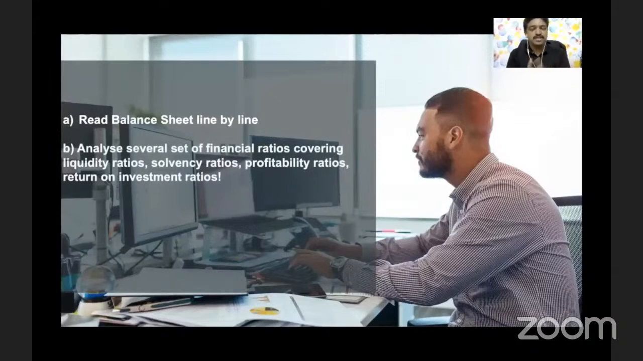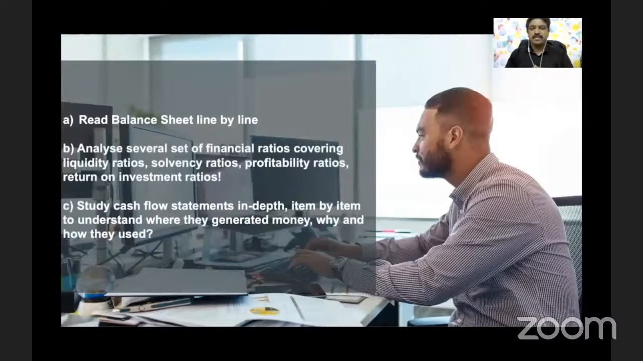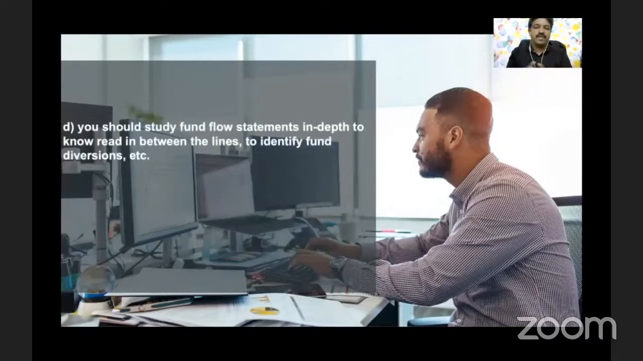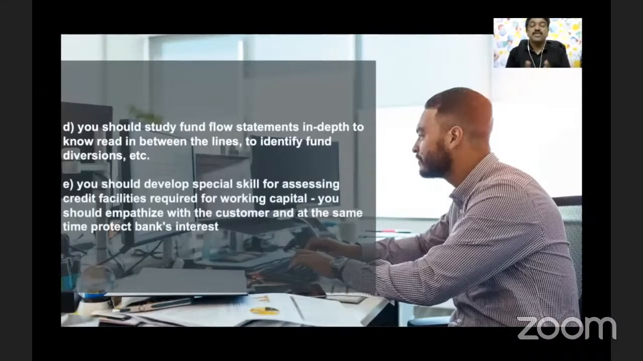There will be liquidity, solvency, profitability, return on investment ratios, various sets of ratios. Then you have to study the cash flow statements in depth. You have to focus on item by item. You should see where they generated money, where they have used it, how they have used it. Then you should also study their fund flow statement in depth, and read between the lines, to identify whether any fund diversion has taken place. Then you should develop special skill for assessing the working capital requirement of the borrower. Here you have to empathize with the borrower, but at the same time you should also protect the bank's interest.